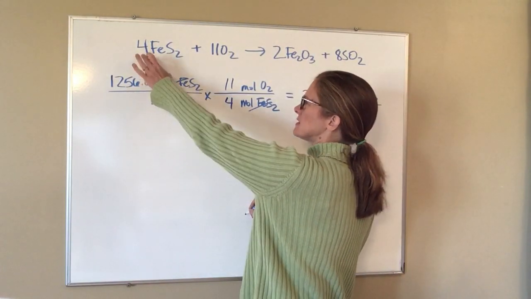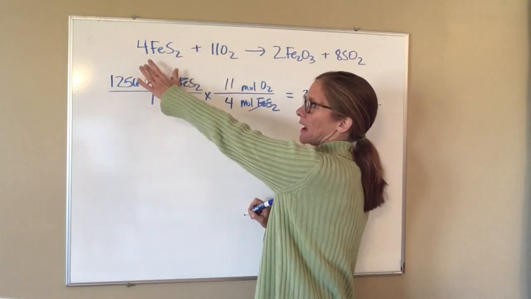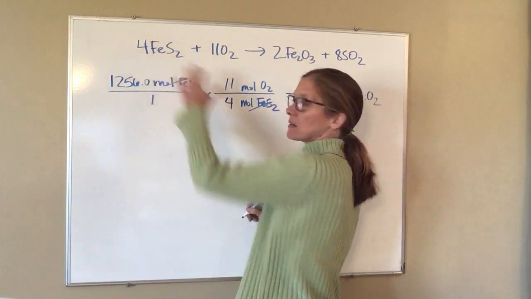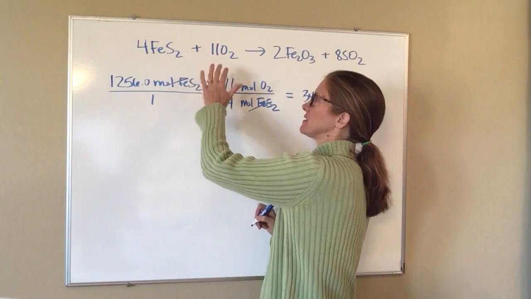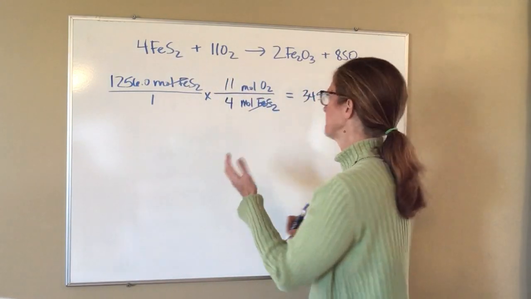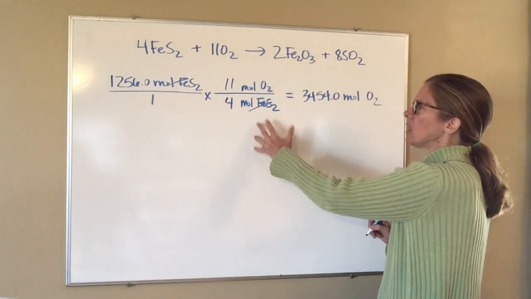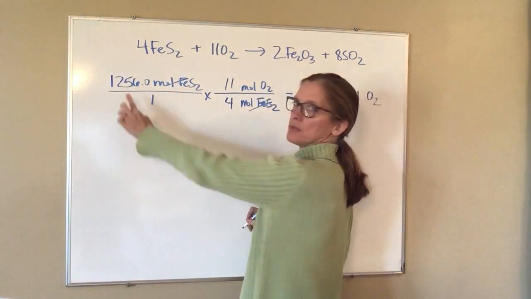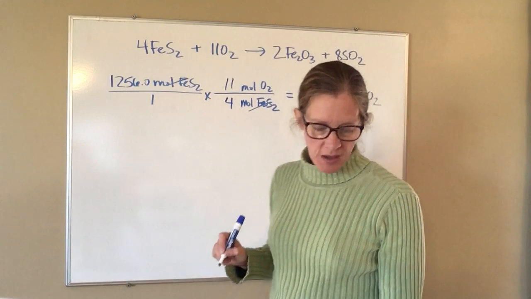Okay, when you're looking at significant figures, you're always going to use what you started with because these are whole number ratios and they would actually have an infinite number of significant figures. It's exactly 4 moles of the iron sulfide, it's exactly 11 moles of the oxygen from the balanced equation. So again, the number of significant figures you have is based on the number of significant figures that you started with.